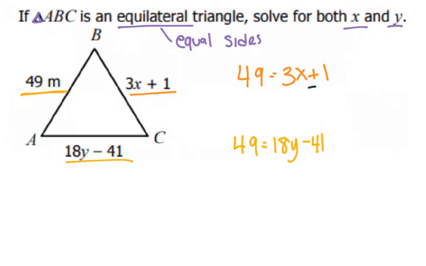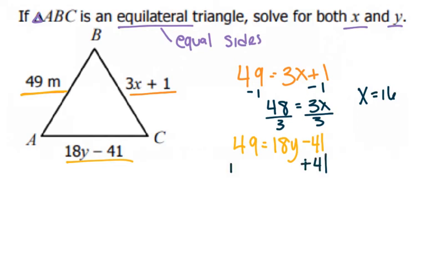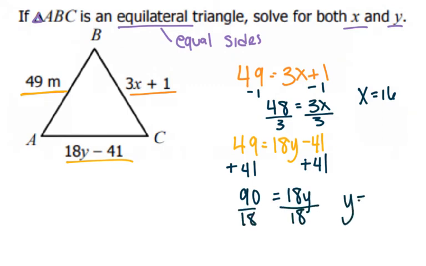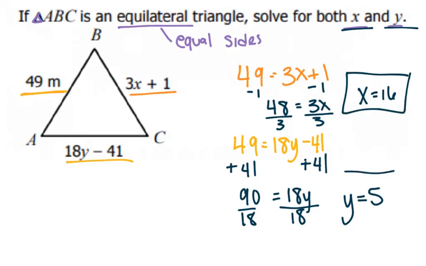So I'm going to get rid of the plus 1 by subtracting. So I got 48 equals 3x. And I'm going to get rid of the 3 by dividing. So x equals 16. And I'm going to do the same thing for the next one. I'm going to get rid of the minus 41 by adding. So I got 90 equals 18y. And I'm going to get rid of 18 by dividing. So y equals 5. Very important, just make sure you actually answered what it asked for, x and y. We got x and we got y. So we solved what we were looking for.